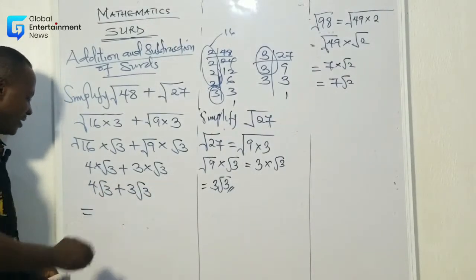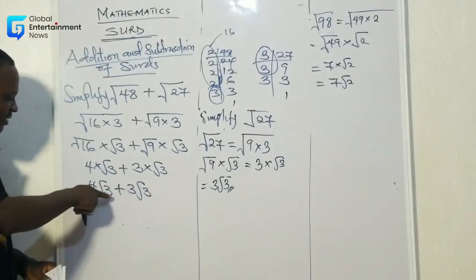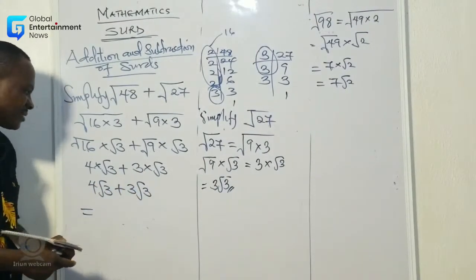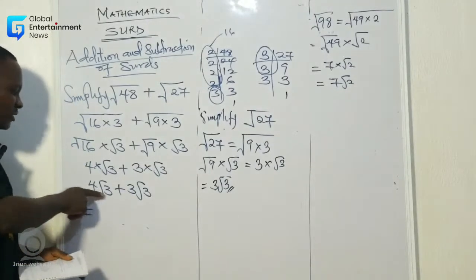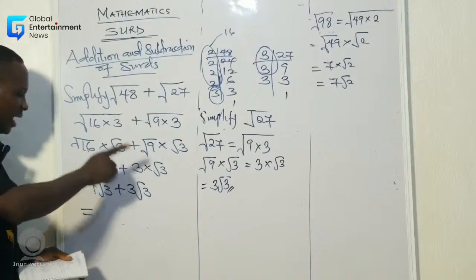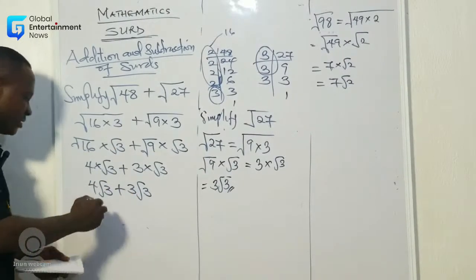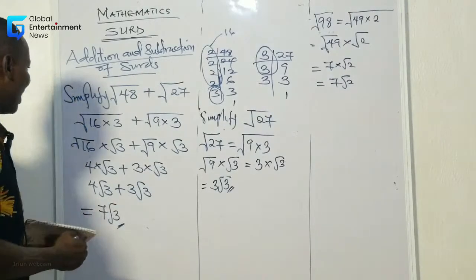So what is my final answer now? 4 root 3 plus 3 root 3. You can see that we have the same root there, and having the same root means the operation can work together. How many root 3 do we have here? 4. How many root 3 do we have here? 3. 4 root 3 plus 3 root 3 is 7 root 3. And that is my answer.